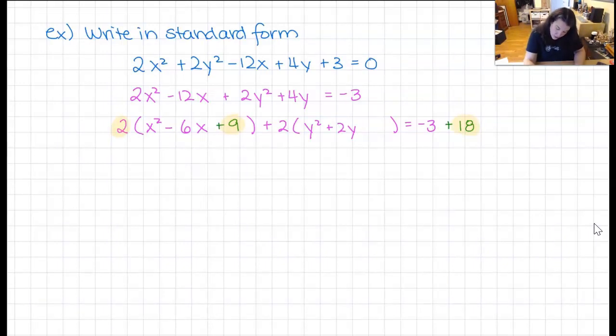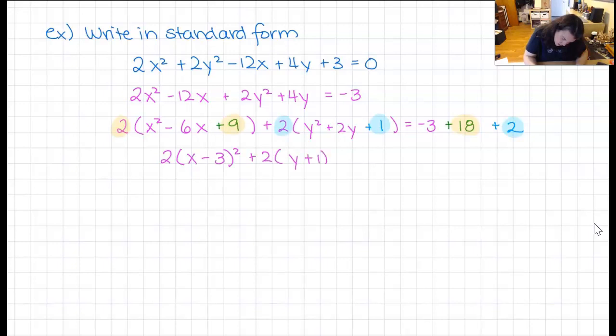Then if I go to the y terms, half of 2 is 1, 1 squared is 1. Looks like I added 1 on the left, but I really added a 2. So this 2 times 1 is what's giving me the 2. But now that I got through that hurdle, now it's very easy to finish it up. So I have 2 times x minus 3 squared plus 2 times y plus 1 squared, and then I get 17.